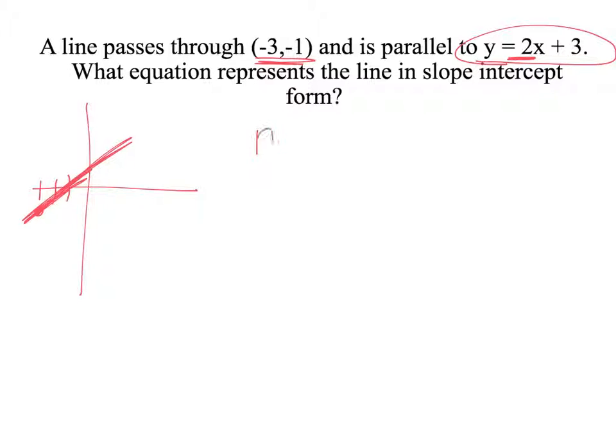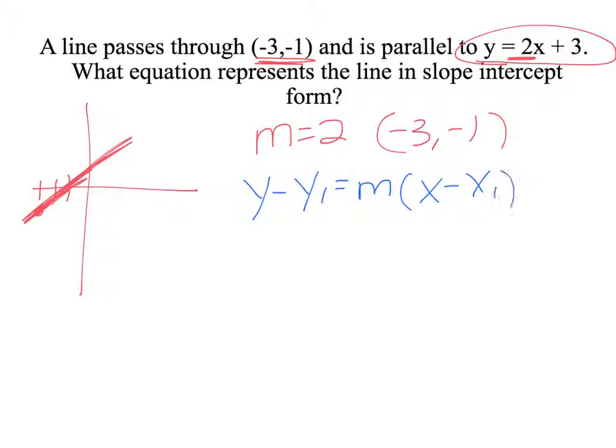So we know the slope is 2, and we know it goes through the point (-3, -1). So do the same thing. Start by using point-slope form: y minus y1 equals m(x minus x1). Y minus the y value, but the y value is negative, so we're going to make that plus 1, equals our slope, which is 2. And again, we get the slope from the other equation because it's telling us that they're parallel, and we know that if they're parallel, they have the same slope.